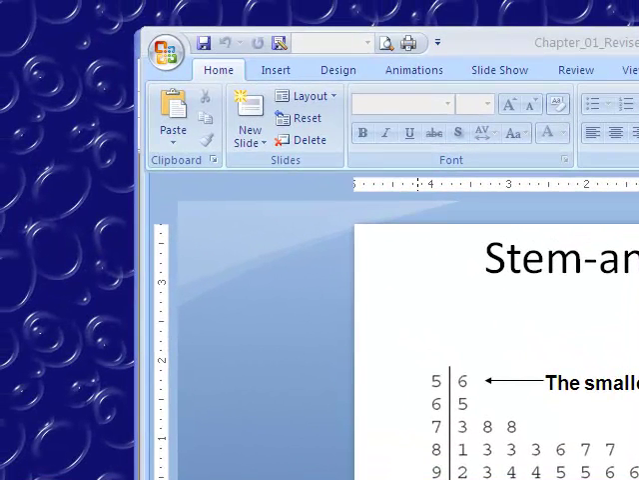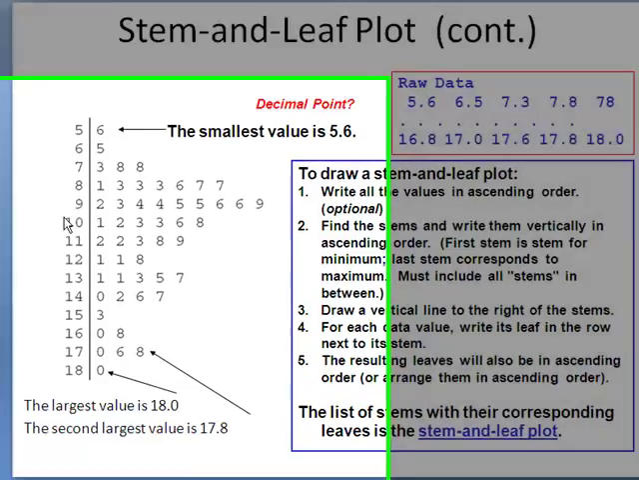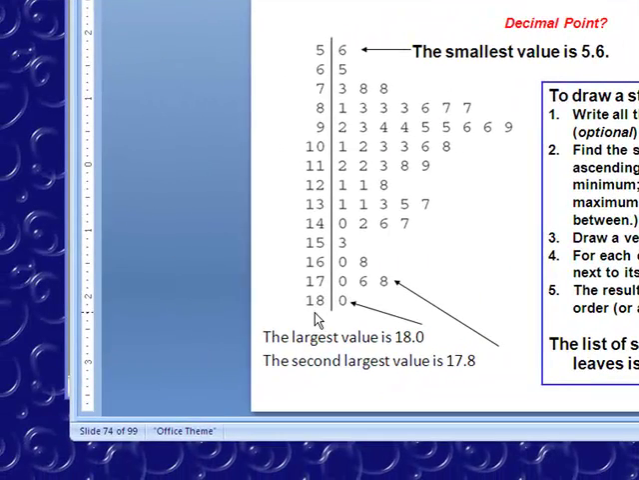Now, things that you need to know about a stem plot or a stem and leaf plot is that your stems will be in ascending order, and you don't leave out a number. So let's say that we had no 15s. What you would see there is 15 and then nothing here. When we see a 0, that means 14.0. So be very careful on that.